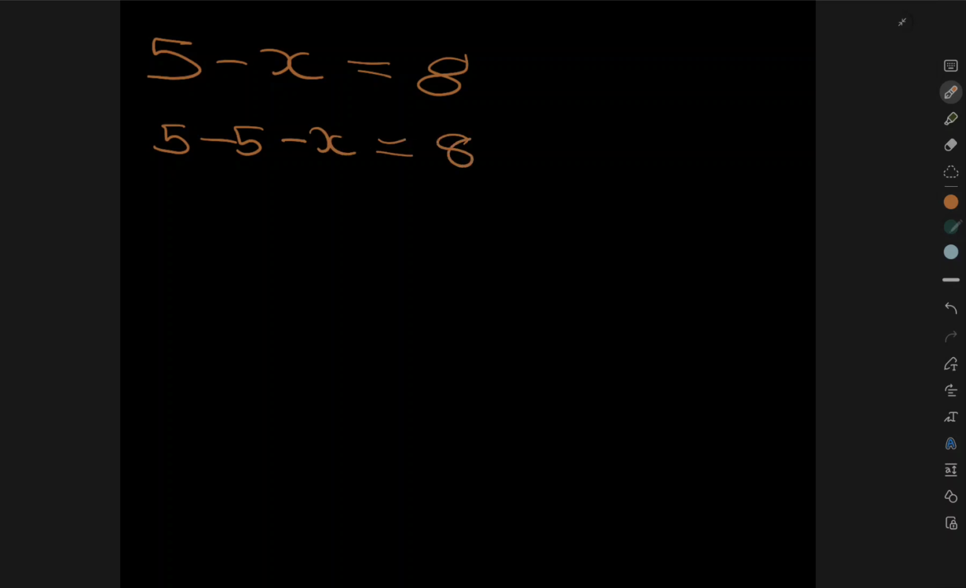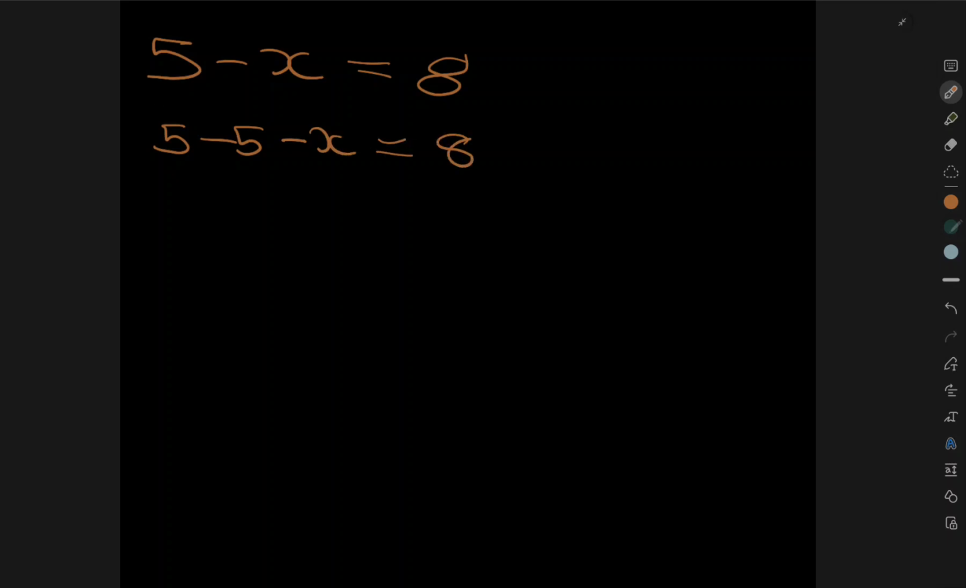Okay, so now let's look at a different example. Let's say we're given something like 5 minus x is equal to 8, right? How do we solve this one? Still, we're trying to find the value of x, right? And the first rule is, we need to get rid of the 5. And to get rid of the 5, we need to say 5 subtract 5 minus x is equal to 8.